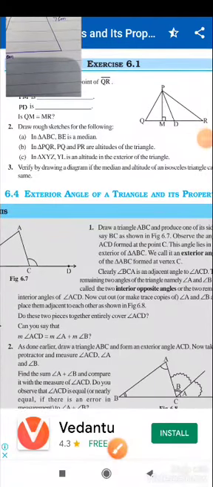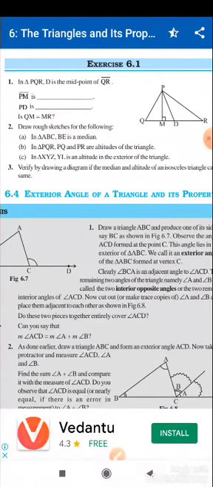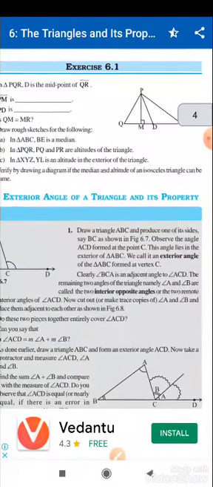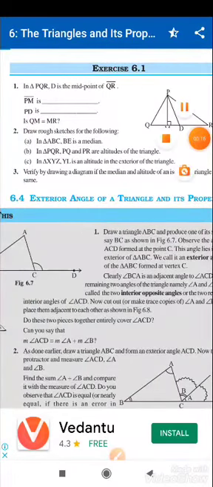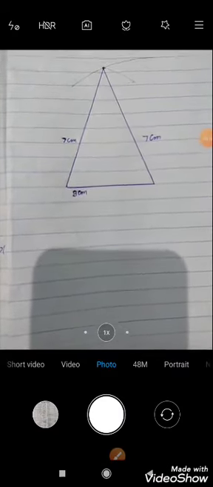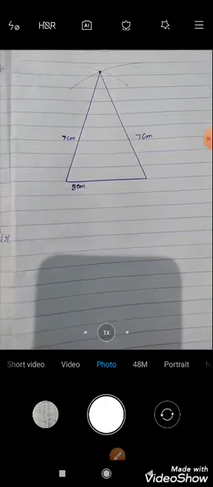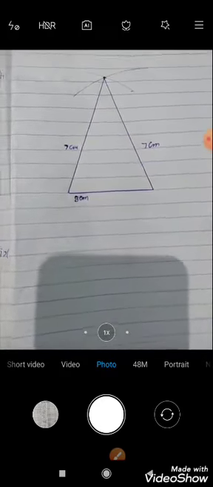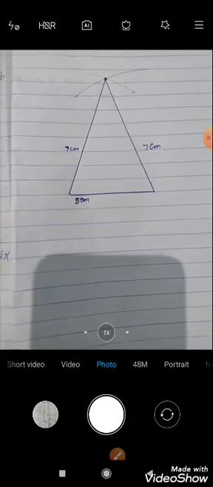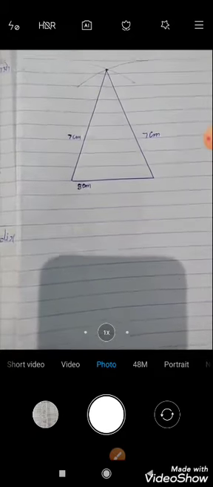Now move to our last question, and our last question is, verify by drawing a diagram if the median and the altitude of an isosceles triangle can be the same. So this can easily be verified by a simple diagram. First we draw an isosceles triangle. So here on the screen you can see an isosceles triangle in which two of its equal sides are of 7 centimeter measurement and the unequal side is of 5 centimeter measurement.